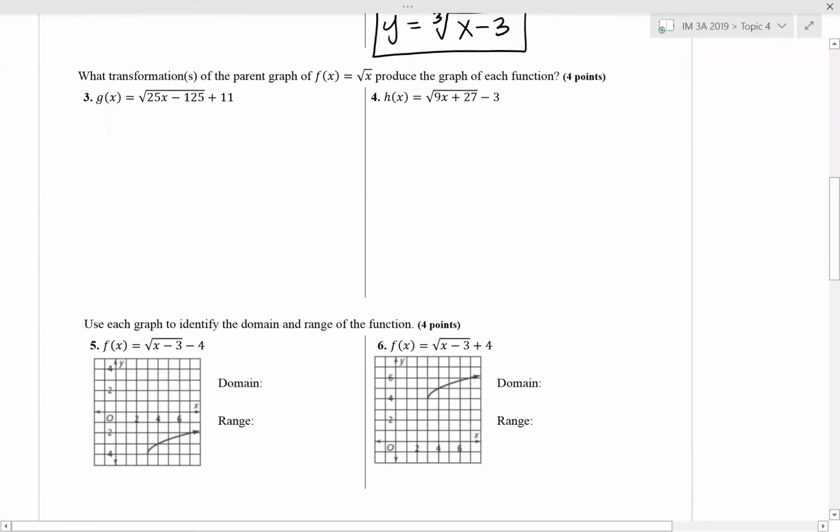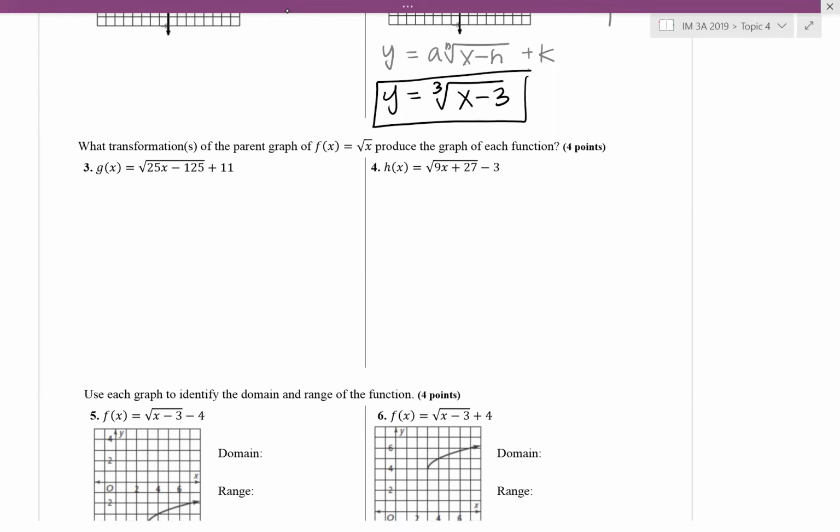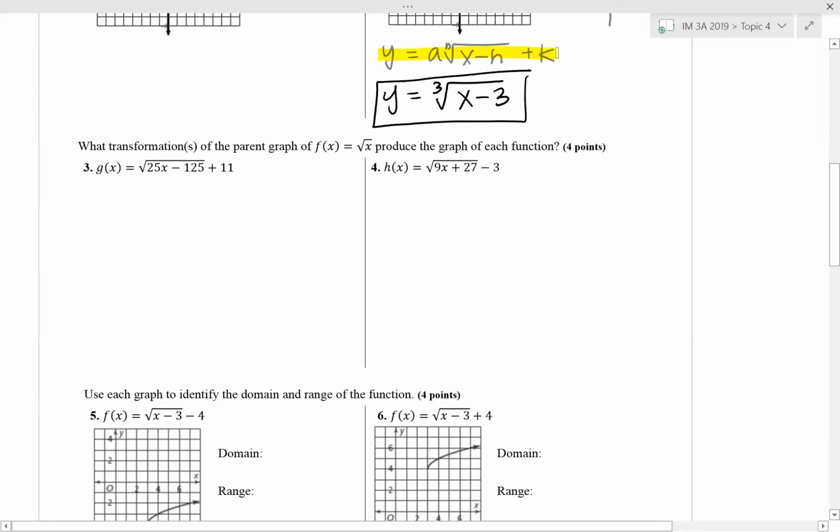Questions 3 and 4 are asking us about transformations of the parent function. In this one, we're still looking at the transformational form of the equation of a cube root or square root or whatever root. In this case, we're looking at square roots, but we're still identifying a, h, and k using the structure. Looking at what we're given, the square root of 9x plus 27, a is supposed to be outside, and there's only supposed to be an x.